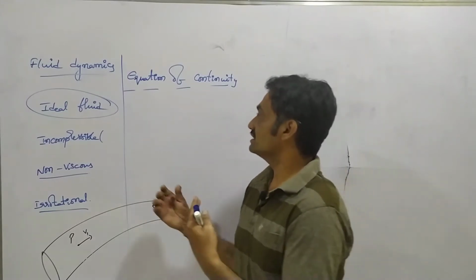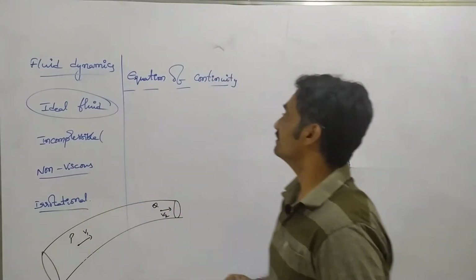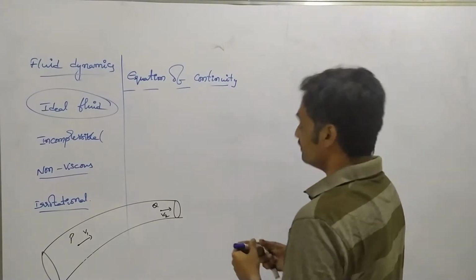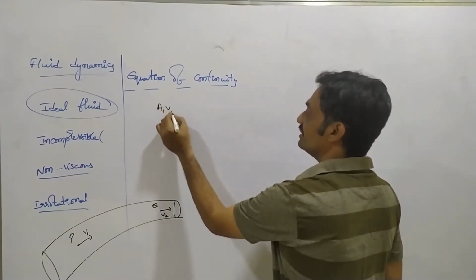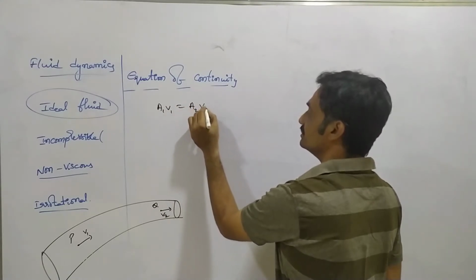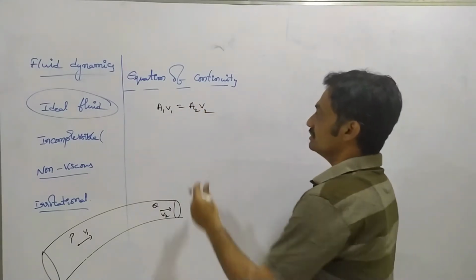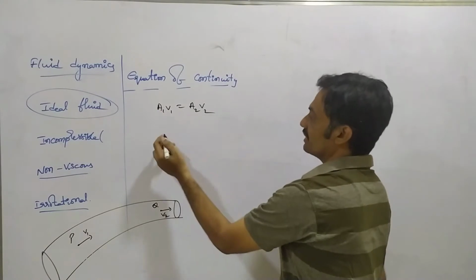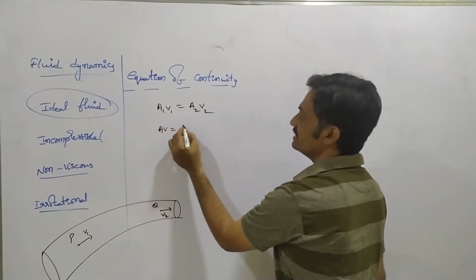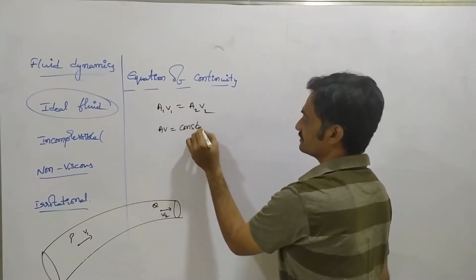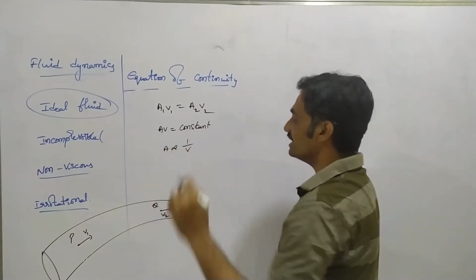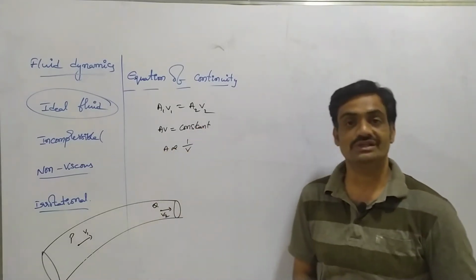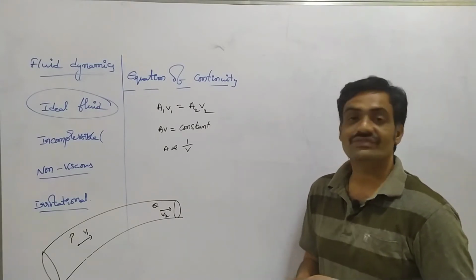So based on this steady flow, we are going to represent the equation of continuity using the expression A1 V1 is equal to A2 V2. Since initial is equal to final, we can represent AV is equal to constant, and we can say area is inversely proportional to the velocity of the fluid.